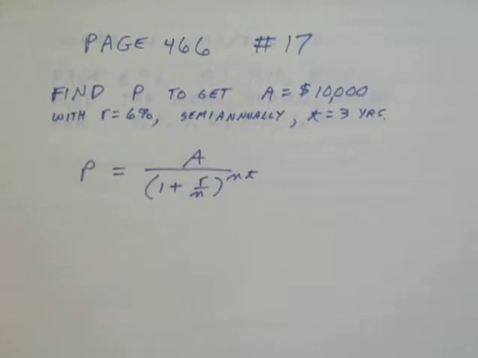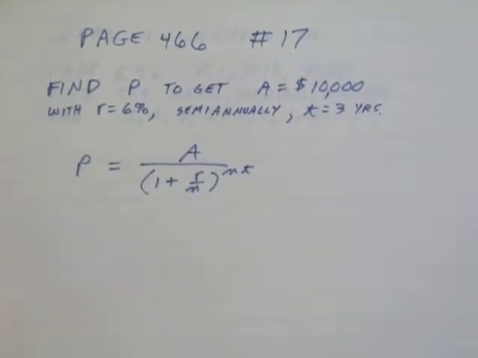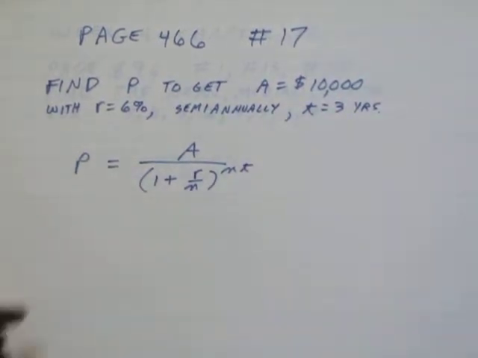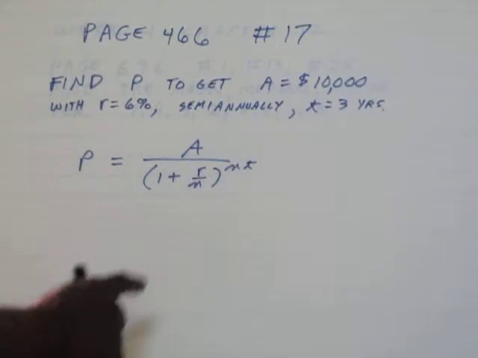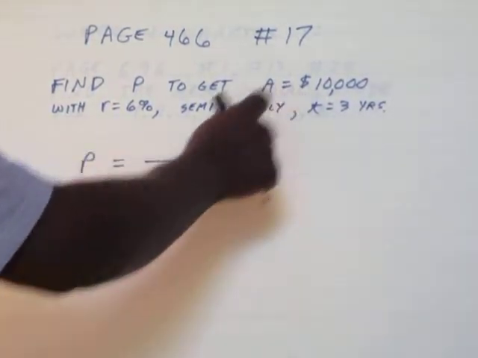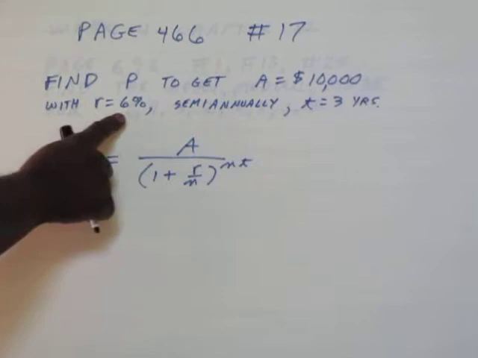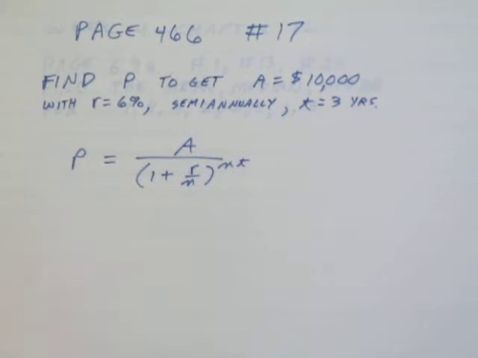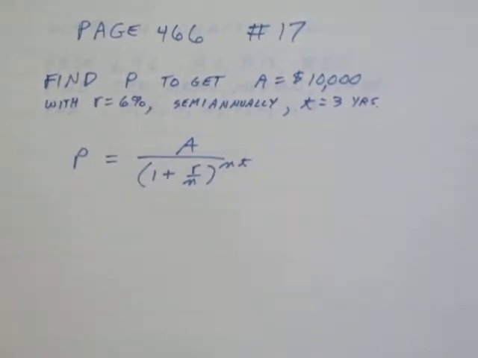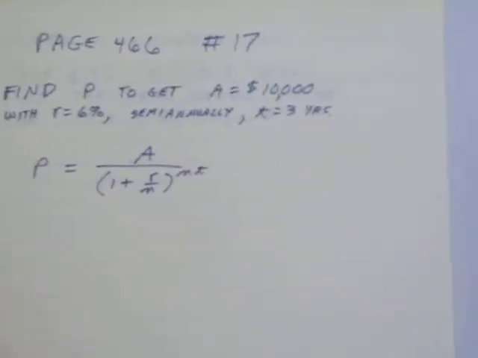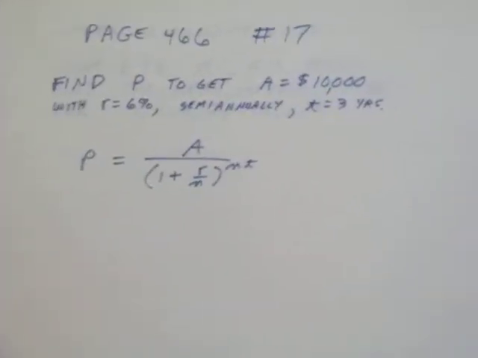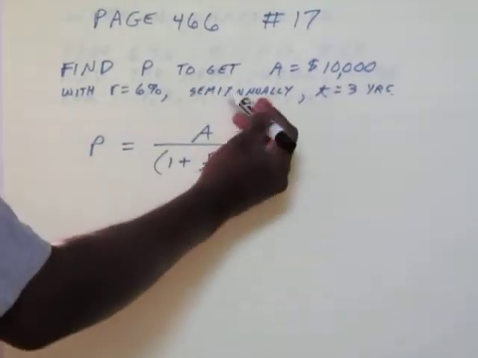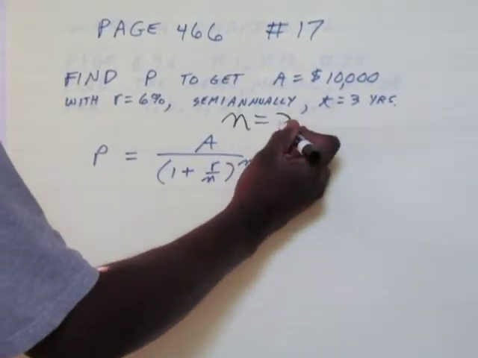One final problem in this section. We're going to compute the amount that needs to be invested, that is the principal P, to get $10,000 in an account where the rate is 6% compounded semi-annually for 3 years. So it's our same formula with the division done. Now, semi-annually means twice a year, so in that case, N is 2.